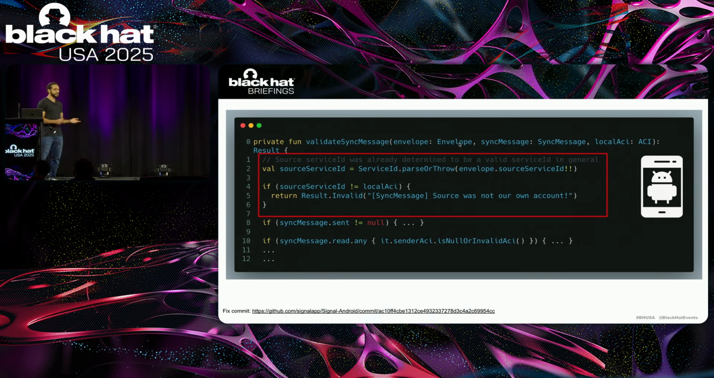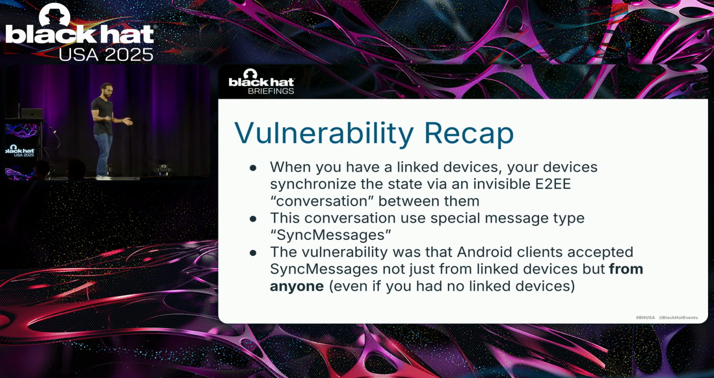All right, this is the fix. The fix is very simple. Just make sure that you check that the sync messages are coming from our own identity. So, vulnerability recap: when you have linked devices, your devices synchronize the state via an invisible conversation between them. It's end-to-end encrypted. The conversation uses a special type, sync messages, and the vulnerability was that Android clients accepted sync messages without validating the identity of the sender.